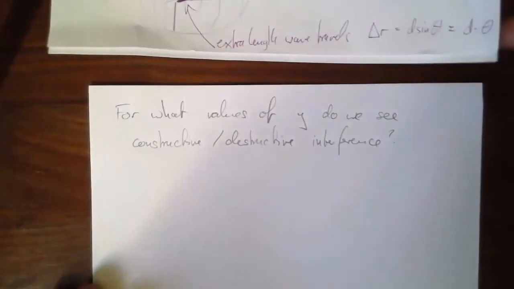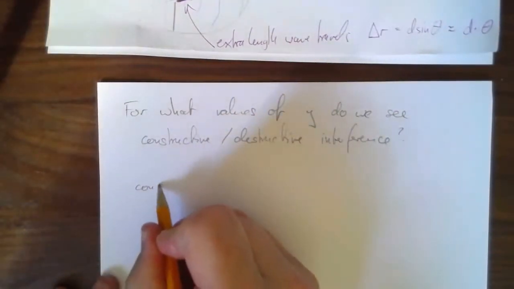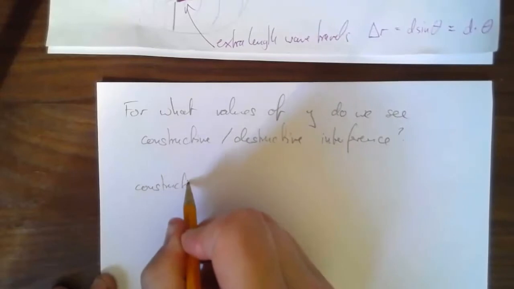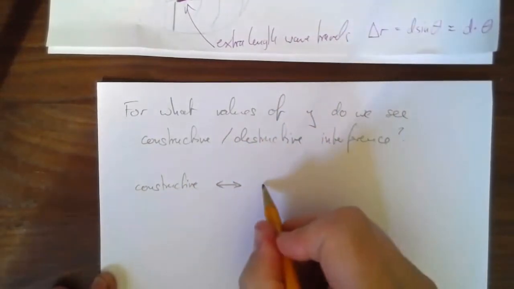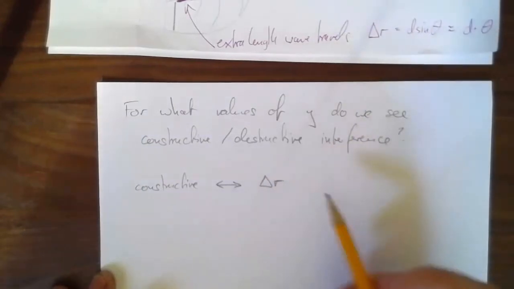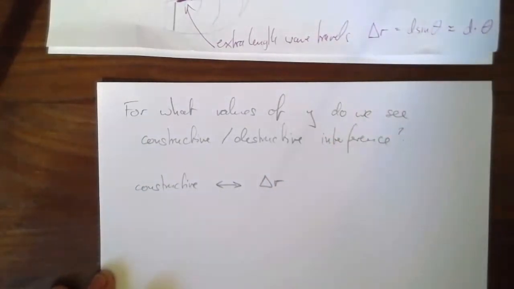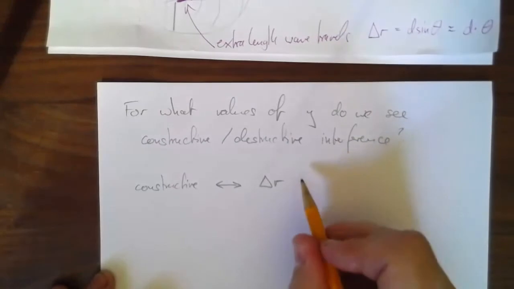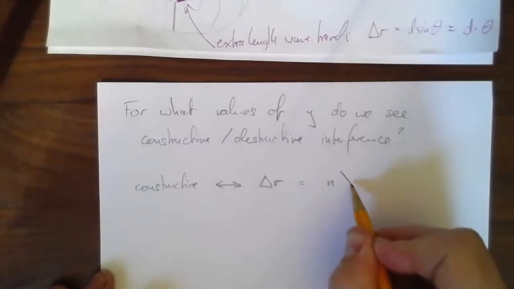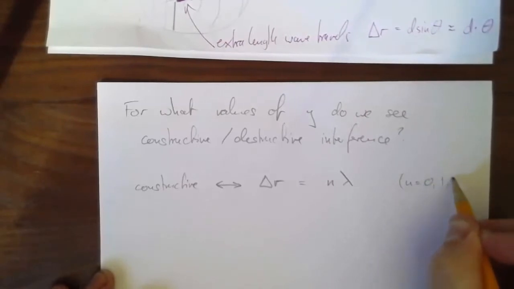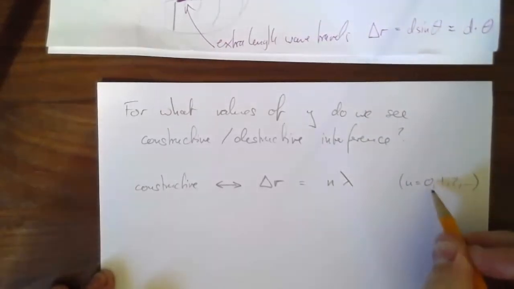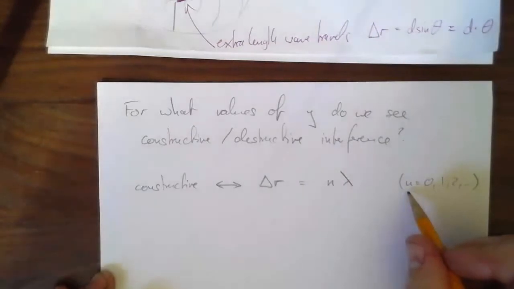Well, I know that the extra path has to be a whole number of wavelengths. Constructive, so if and only if, right? If the extra path traveled from one source compared to the other is a whole number of wavelengths, where n is 0, 1, 2, and so on. Of course, 0 would be right in the middle, where it's equal distance.